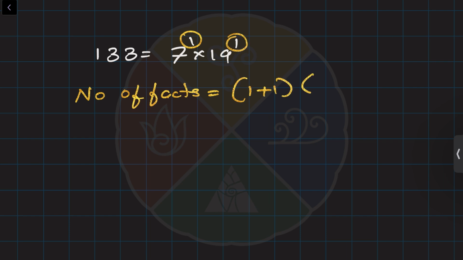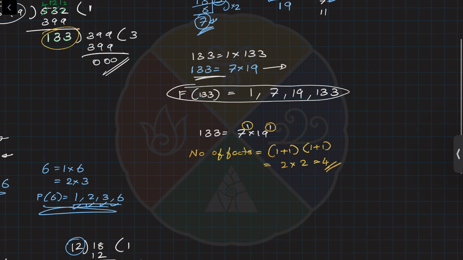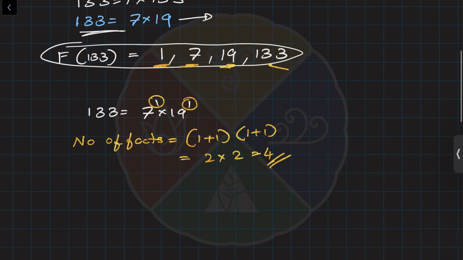Take the next power, add 1 to it, and then multiply. So you're going to get 2 into 2, that is 4. See, that's the same thing which we got. 1, 2, 3, 4, 4 factors are there. We found also that the number of factors will be 4.